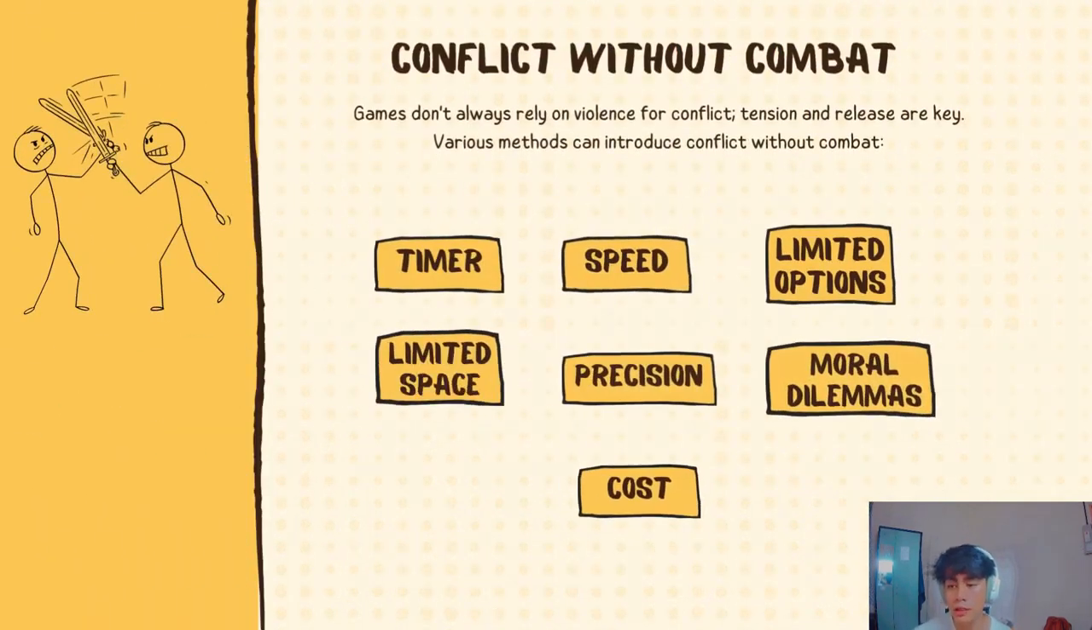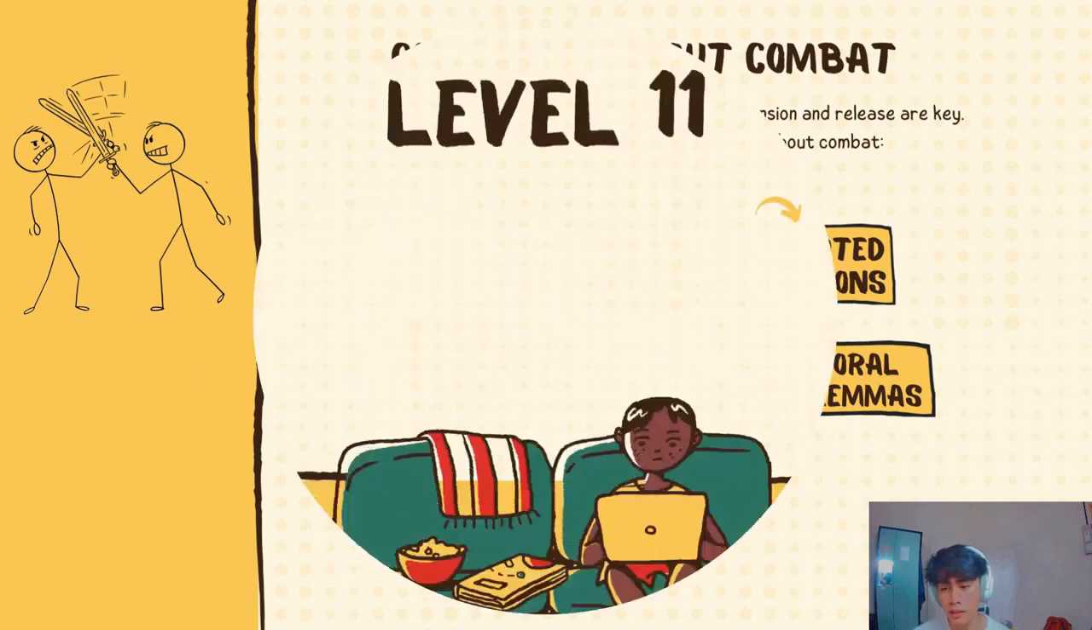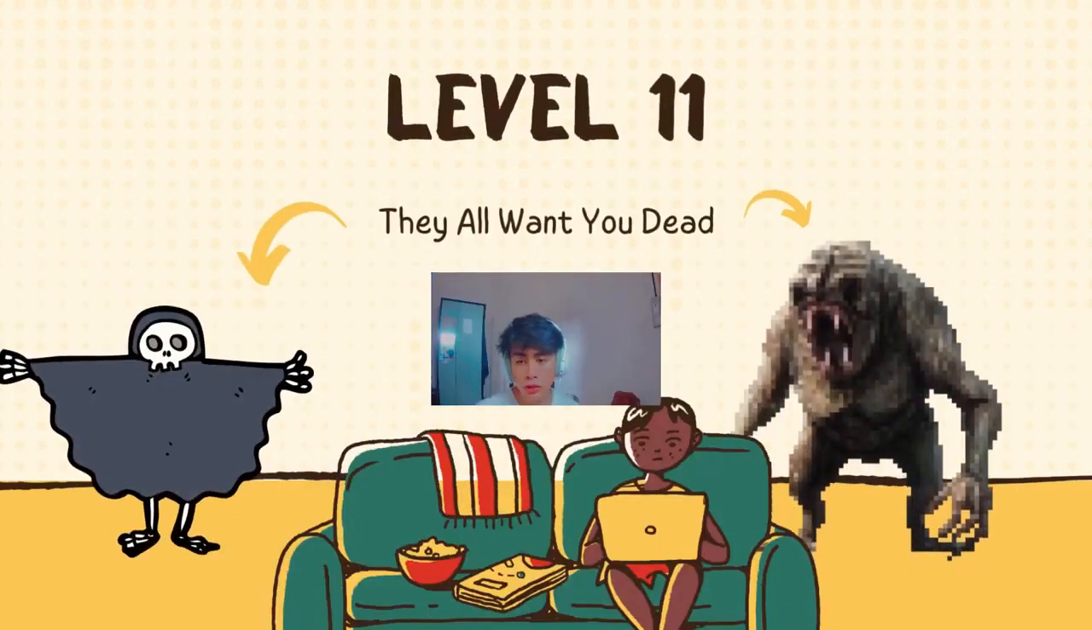And the author also discussed conflict without combat. So there are various methods to reduce conflict without combat, such as timer, speed, limited option, limited space, precision, moral dilemmas, and cost. These will all make the player think strategically. Next, we are going to Level 11, which is They All Want You Dead. Who wants to die is the enemy.